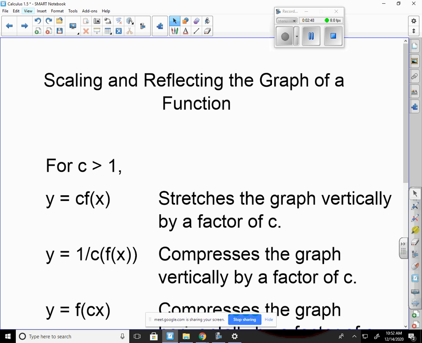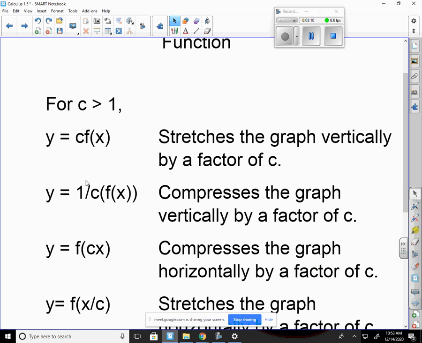Scaling and reflecting the graph of a function. For c greater than 1, it stretches the graph vertically by a factor of c, if it's y equals c times f of x. So if I have a constant or a number times the entire function, then it's going to stretch it vertically by a factor of c. If it's 1 over c, it compresses the graph vertically.